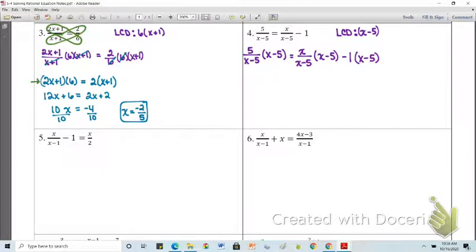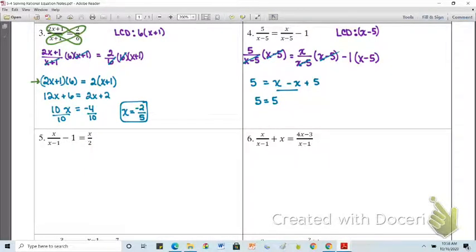So let's go ahead and do our canceling. The x minus 5 cancels, leaves me with 5. Equals x minus 5 cancels again, leaves me with x. I'm going to distribute the negative 1. I get negative x plus 5. Let's combine like terms. X minus x is 0, so I end up with 5 equals 5.